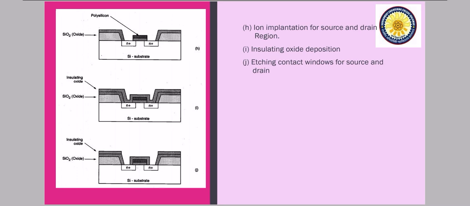So the thin gate oxide that is not covered by polysilicon is also etched away, which exposes the bare silicon surface on which the source and drain regions are to be formed. And the entire silicon surface is then doped with a very high concentration of impurities, either through diffusion or ion implantation process, as I have told you.